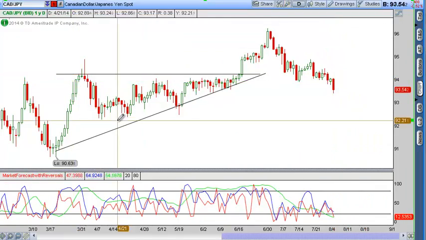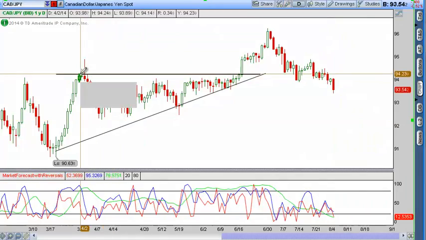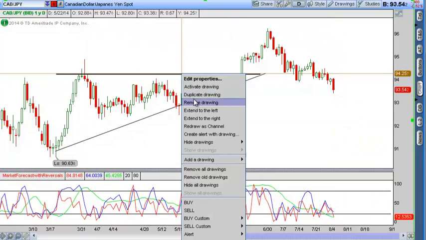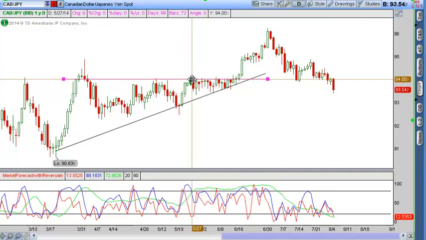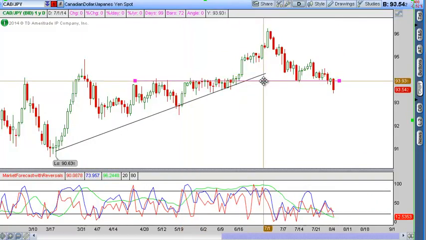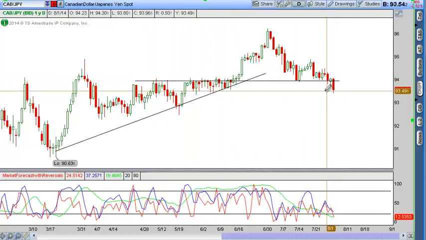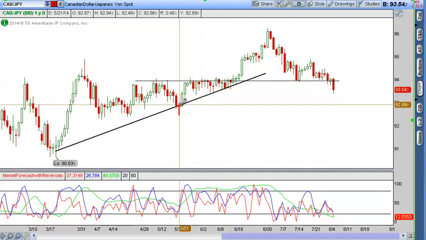Let me get rid of this Fibonacci. This previous resistance, this consolidation, even a little bit lower in this area, in that consolidation, you can see we had resistance, resistance, resistance, resistance, resistance, and support, and then we broke through. Now there's a little bit of consolidation and noise here, but I would expect the Canadian yen to continue drifting lower down to 92.89.